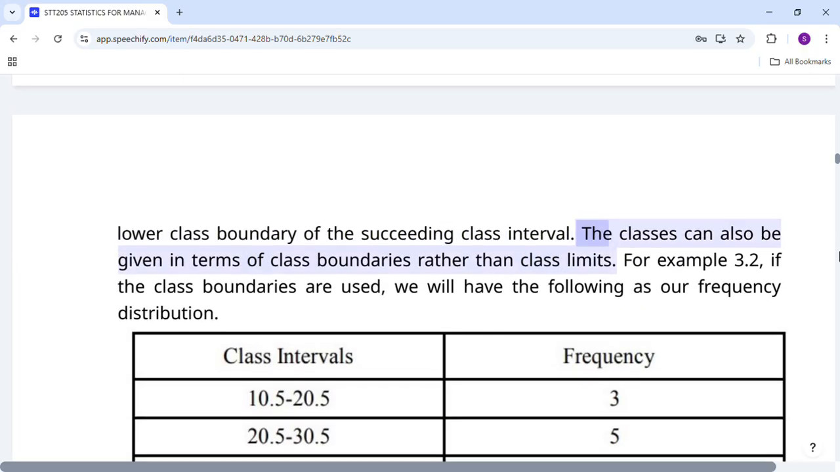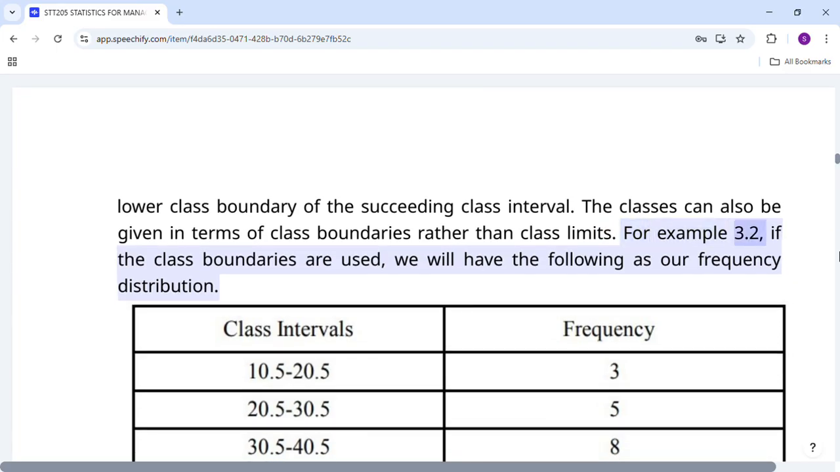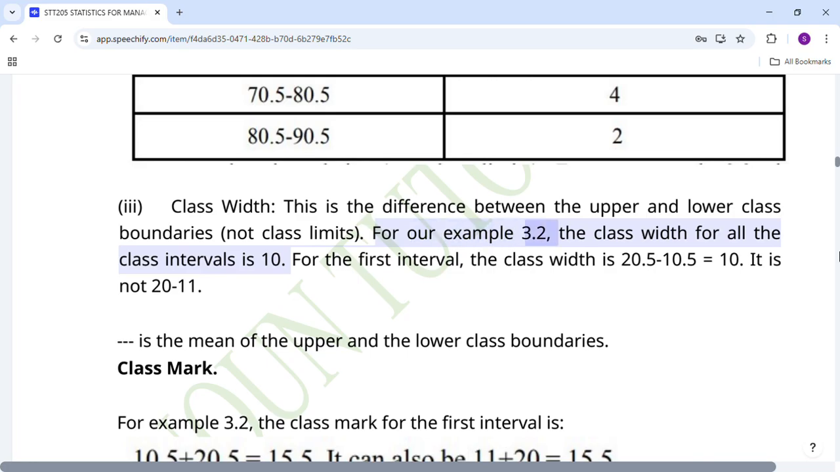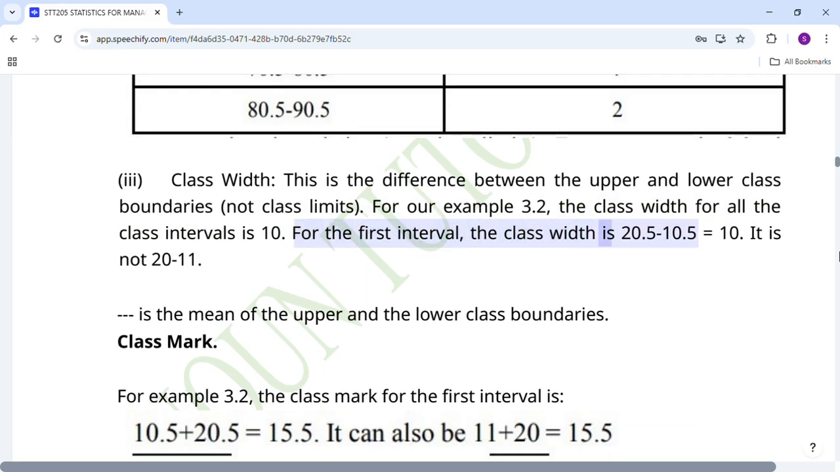The classes can also be given in terms of class boundaries rather than class limits. For example 3.2, if the class boundaries are used, we will have the following as our frequency distribution. Three, class width. This is the difference between the upper and lower class boundaries, not class limits. For our example 3.2, the class width for all the class intervals is 10. For the first interval, the class width is 20.5 minus 10.5, which equals 10. It is not 20 minus 11.